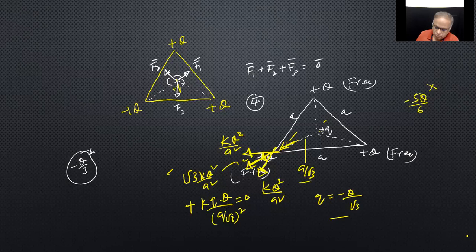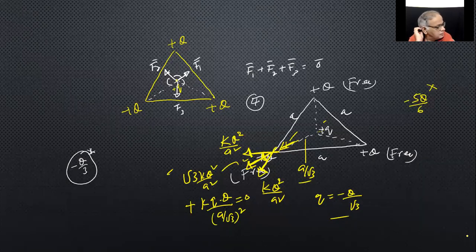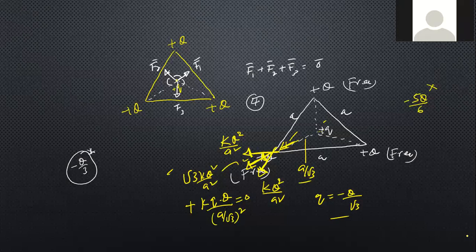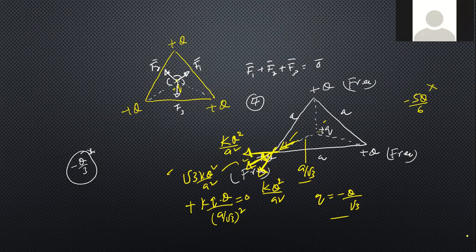So those who could not do it, you need to tell me now how you could not do. Sir, instead of taking minus root 3 k q square by a square, I took it as k q square by a square. Others? Now I'll be discouraged to talk more about this.